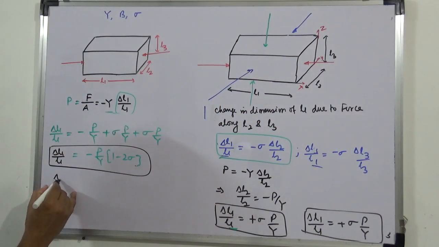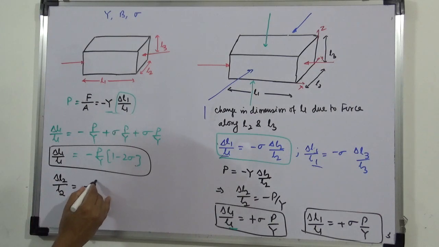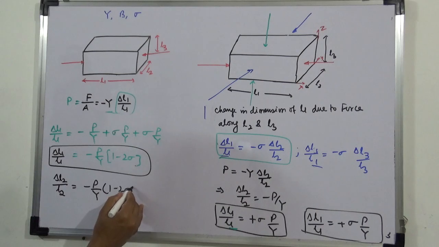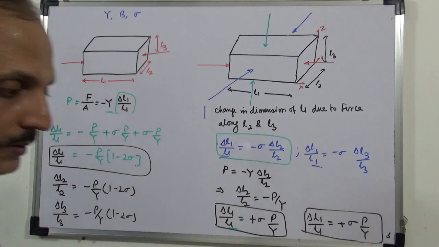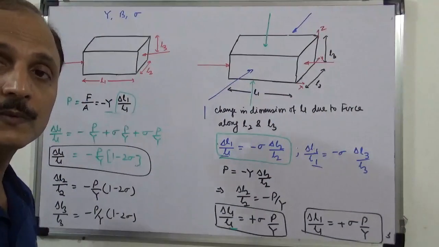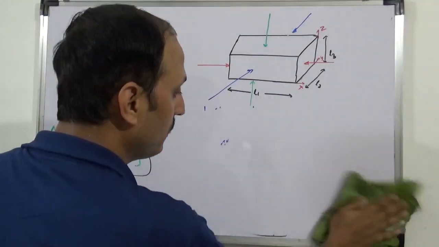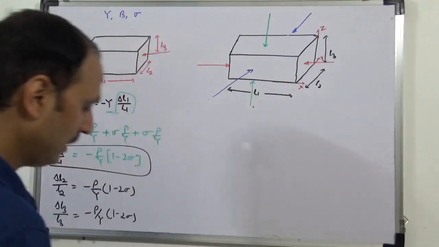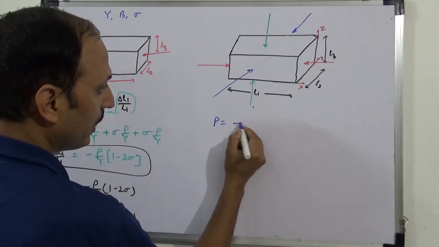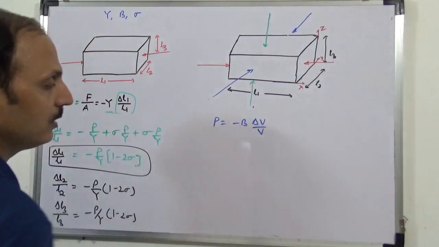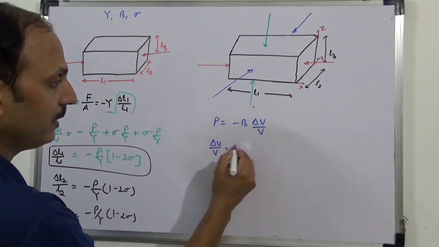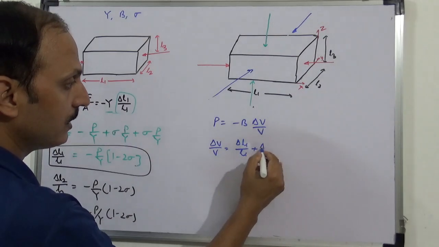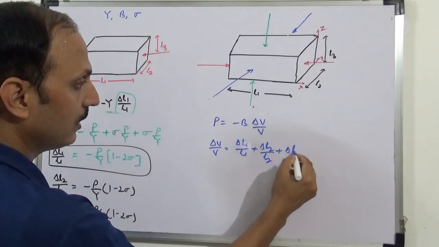Similarly, by symmetry, what will delta L2 by L2 be? Minus P by Y times 1 minus 2 sigma. And similarly delta L3 by L3 net change will be minus P by Y times 1 minus 2 sigma. Okay, now we have to connect the bulk modulus. Bulk modulus comes from the volume strain. Right? So for bulk modulus, the hydraulic pressure is P, so P is equal to minus B delta V by V. Now here, what will the volume strain be? It's a rectangular rod, and we did this for it earlier. So delta V by V is delta L1 by L1 plus delta L2 by L2 plus delta L3 by L3.